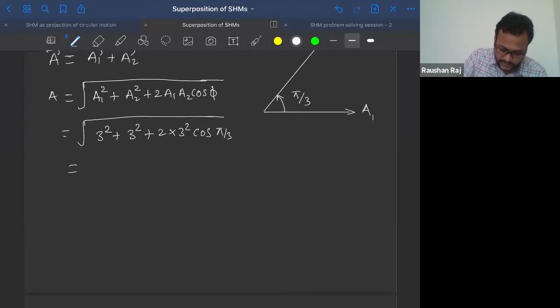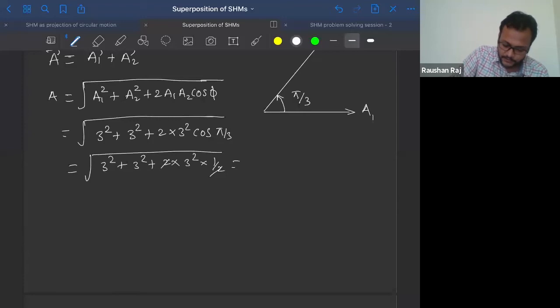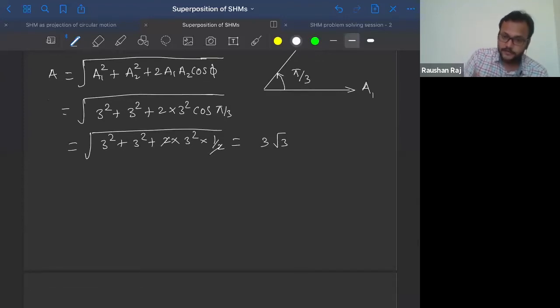Can I say that this is nothing but 3 square plus 3 square plus 2 into 3 square cos pi by 3? Cos 60 is 1 by 2. So 1 into 1 by 2, this 2 and 2 will get cancelled. So I'll be getting 3 root 3. So what is the resultant amplitude? 3 root 3.